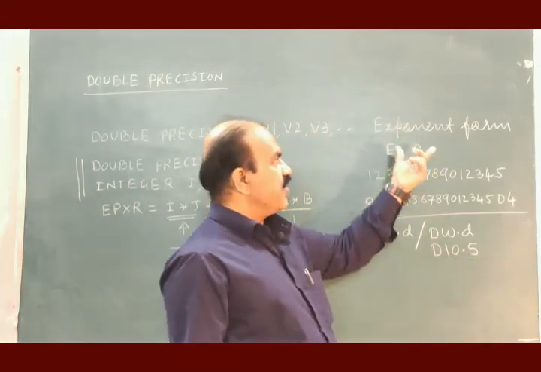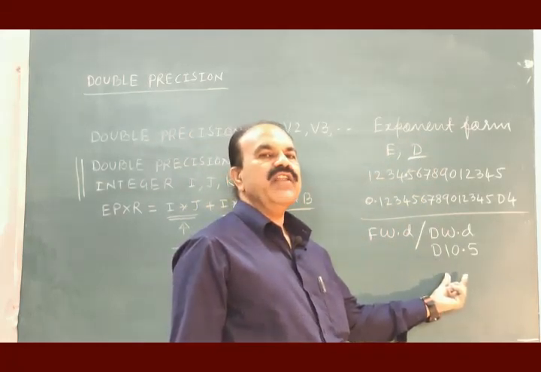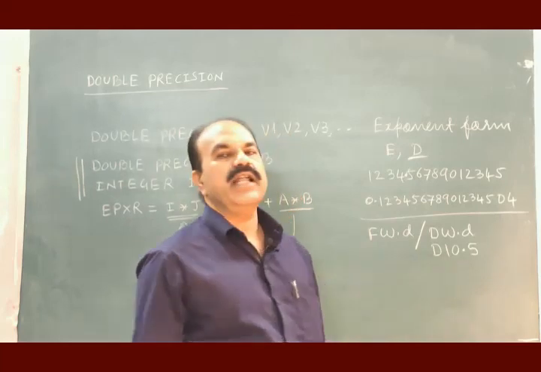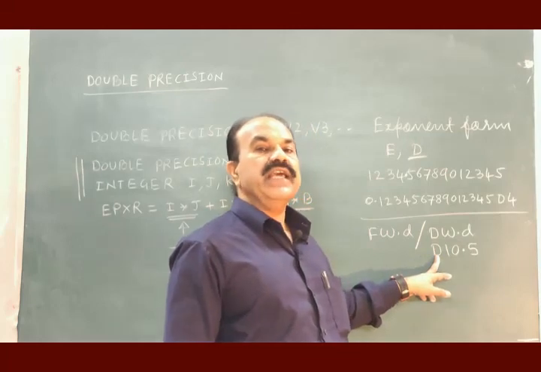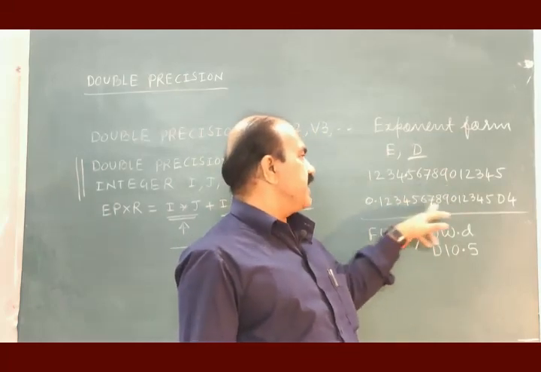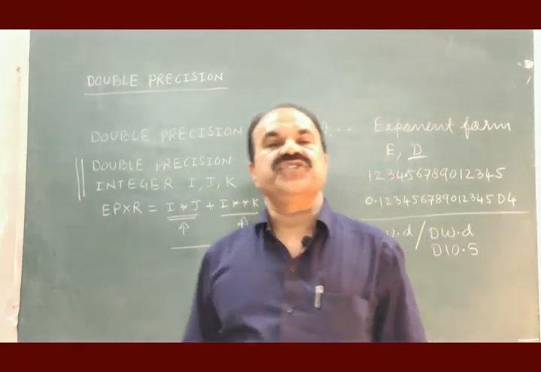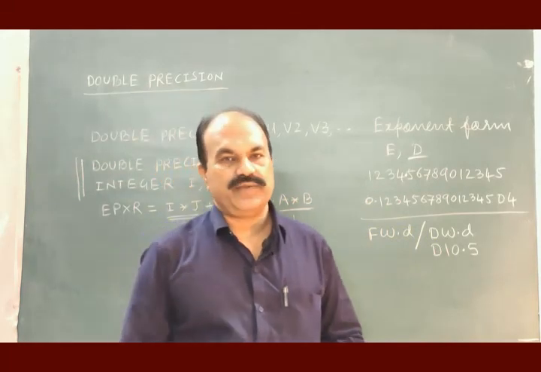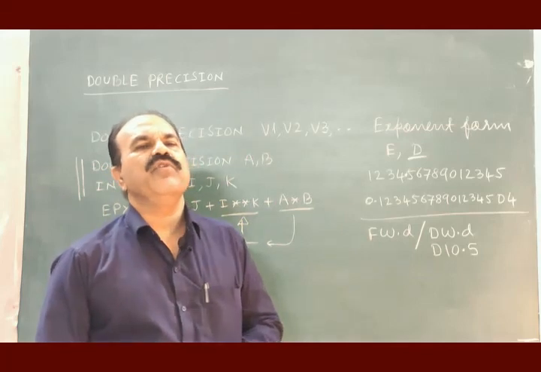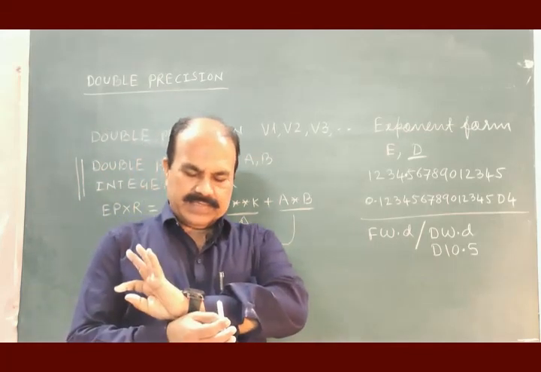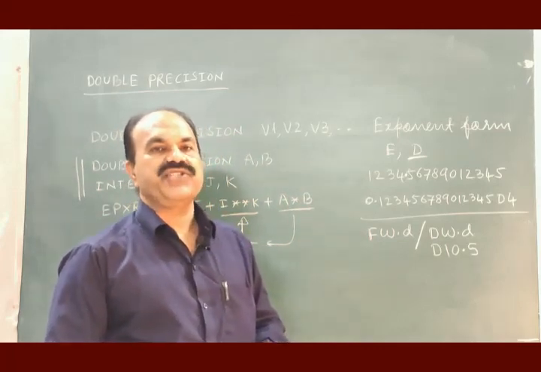So this is about the exponential form of D and the real form of double precision numbers. Instead of writing double precision, only D is used in this real form as well as in this exponential form. This is about the double precision statement of Fortran. Hope you got it. It will be more clear when we write some programs. Now it is sufficient for today's lecture.